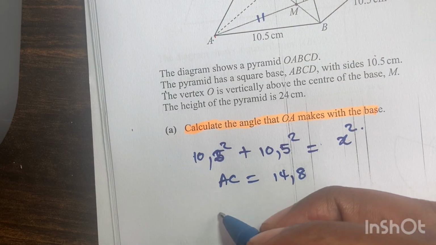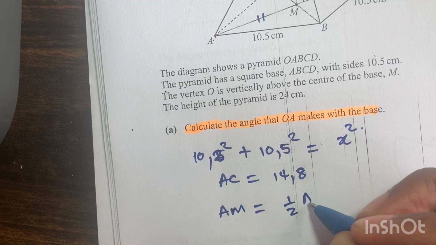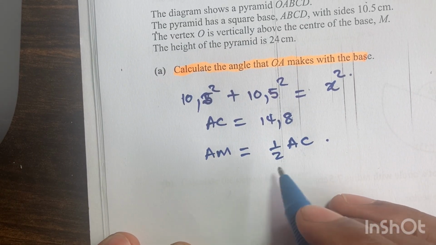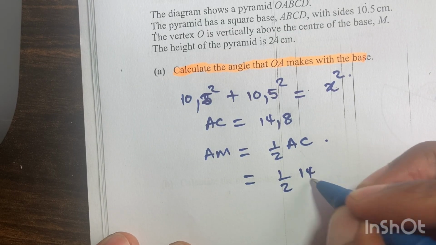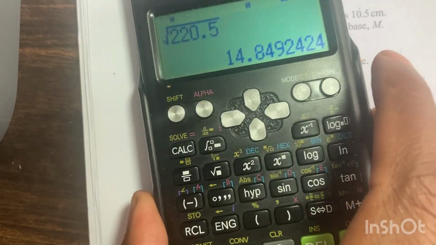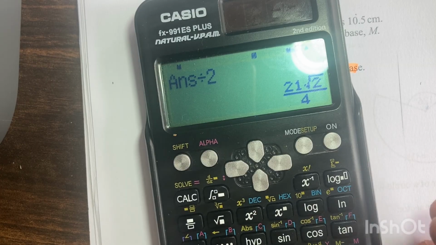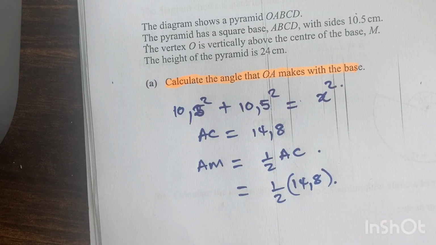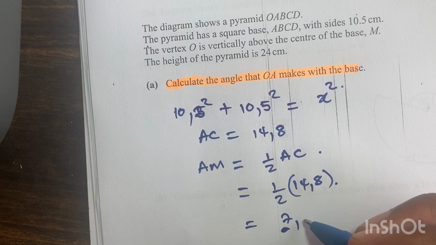So if it's equivalent to 14,8, I would then say AM is equivalent to half of AC, because I want to use AM only. So that will be half of 14,8, which gives me 7,42. So I've got AM as 7,42.